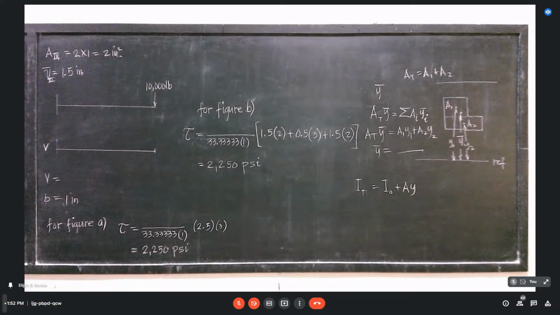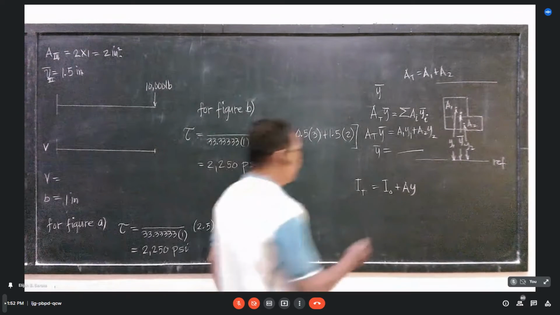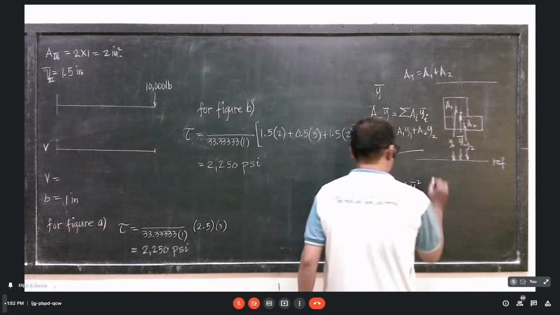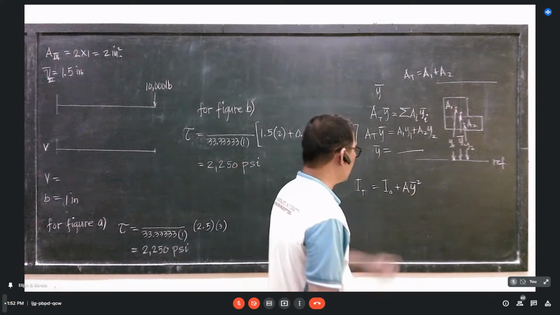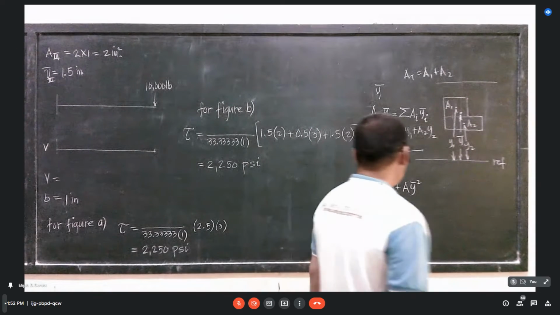Again, y bar. But this time, the definition of y bar is not the same. The transfer is A y bar squared, sir. Squared. But it is still y bar. Yes, sir. Now, this y bar is not the centroid, but this is the distance between the axes.